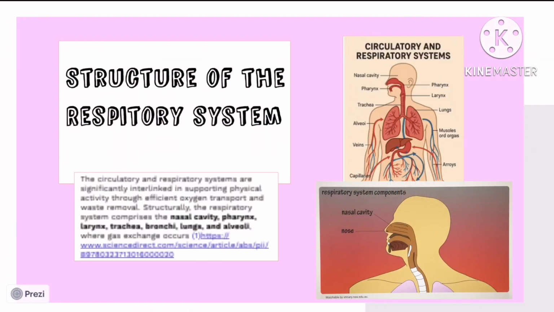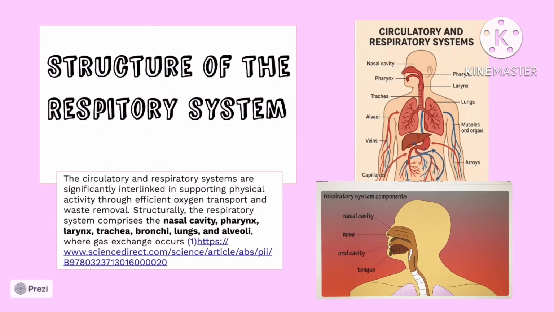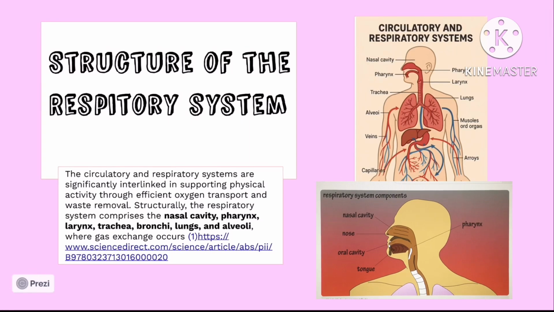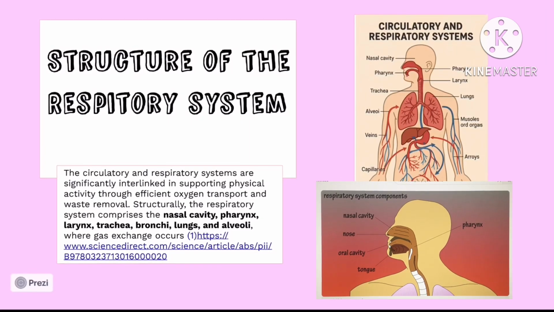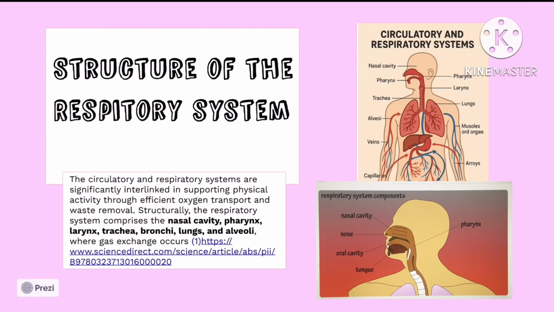Structure of the respiratory system. The circulatory and respiratory systems are significantly interlinked in supporting physical activity through efficient oxygen transport and waste removal. Structurally, the respiratory system comprises the nasal cavity, pharynx, larynx, trachea, bronchi, lungs, and alveoli, where gas exchange occurs.